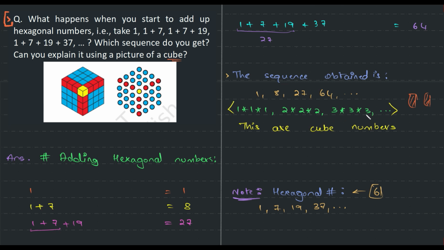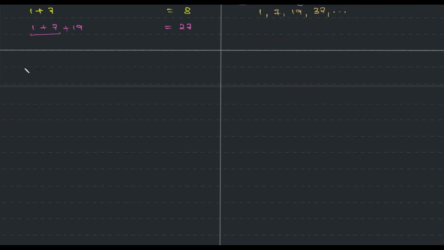3 into 3 into 3, 4 into 4 into 4, 5 into 5 into 5. Those are cube numbers. Can you explain it using a picture of a cube? So they have already done it actually. So this is 4 into 4 into 4. Well, we need to do this in the exam, so let's try doing it.